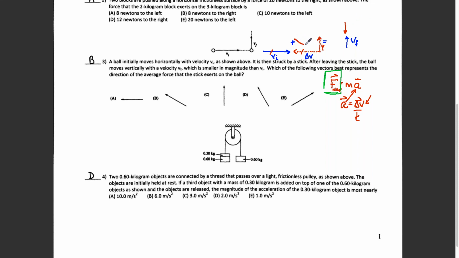So that means then that whatever we add to it, our change in velocity is going to have to be up and to the left, which is our acceleration and ultimately our force, and that's where B comes into play. So make sure, Neha, that I've answered your question for number 3, and I'm going to move on to question number 4.